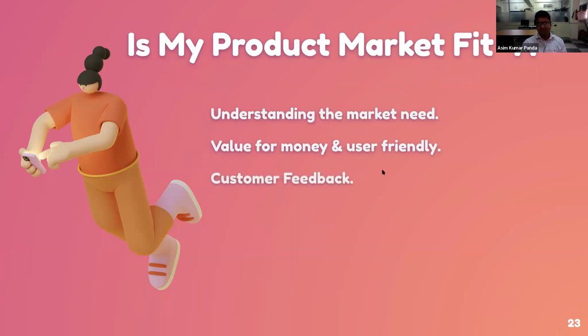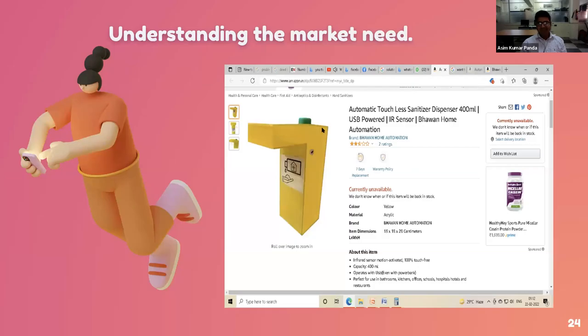Next, customer feedback. This is very critical. We need to get customer feedback about the products, because on the basis of the feedback, you can improve your product. That's very much required. Now, continued innovations and timing of the product. So now, understanding the market need.